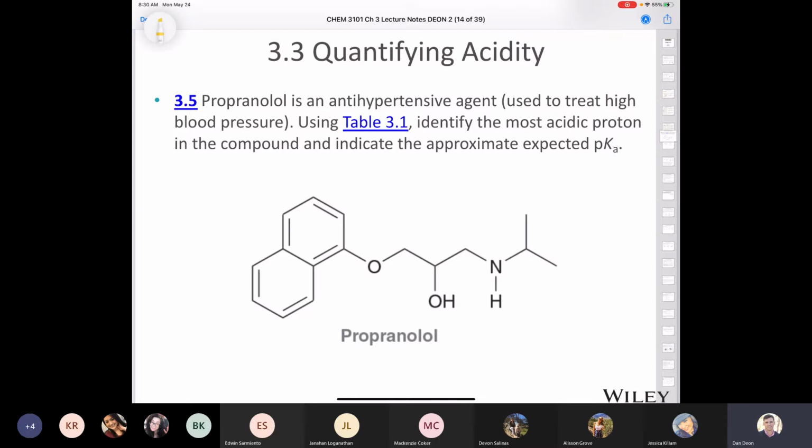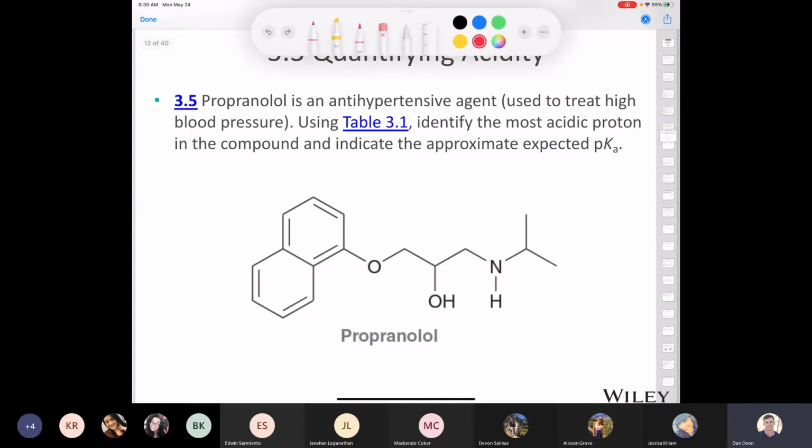It says, using the table, identify the most acidic proton in the compound and indicate the approximate expected pKa. Now, I'm sure that there's somebody who's hearing the sound of my voice and going, good grief, Mr. Dion, come on, get real, buddy. There's so many protons here, right? There's protons everywhere. How am I going to figure out which one? I got protons here, I got this one, I got a proton here and this isopropyl, I got a CH3, okay?